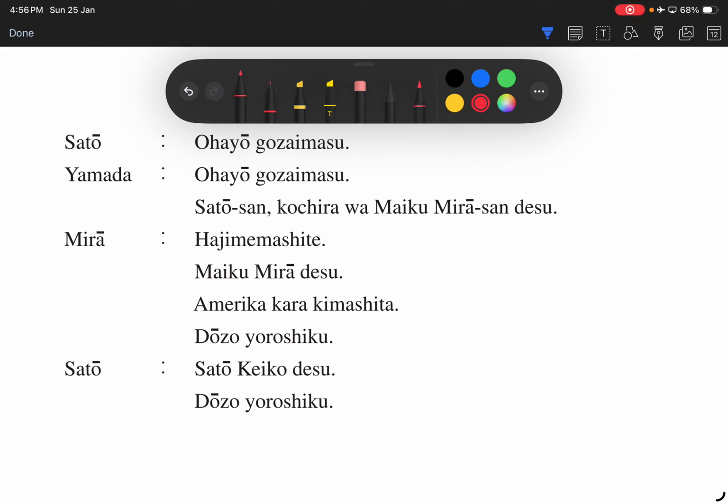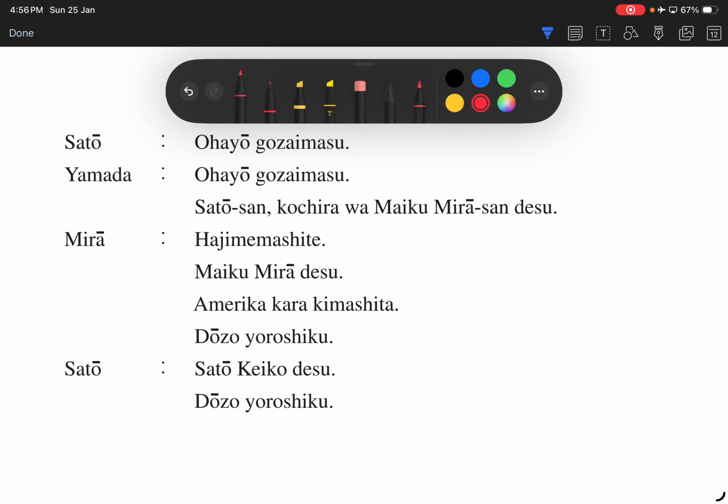Next, どうぞよろしく. どうぞ, remember, is please. よろしく means be nice to me. But this person needs to add お願いします behind it, because otherwise it's a bit rude, a bit too casual. If you refer back to our greetings, the よろしく has お願いします in brackets at the back. So please add that お願いします for more formality.